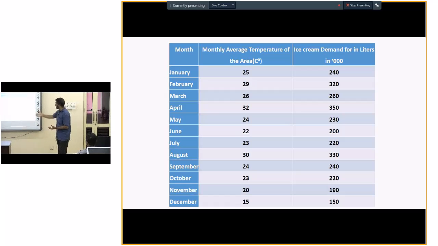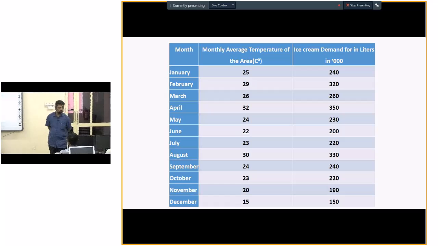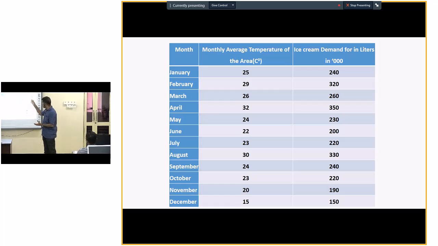Now this is a very simple, very popular example: temperature and demand for ice cream. What is the relationship normally, as per your experience or general knowledge? Yes, a positive relationship. When temperature is high, ice cream demand is also high. These two are numeric variables, and if they follow a normal distribution, we can go for the Karl Pearson correlation coefficient to measure the relationship.